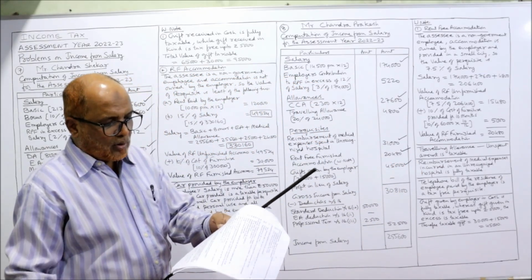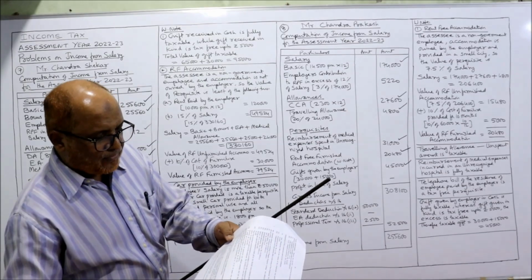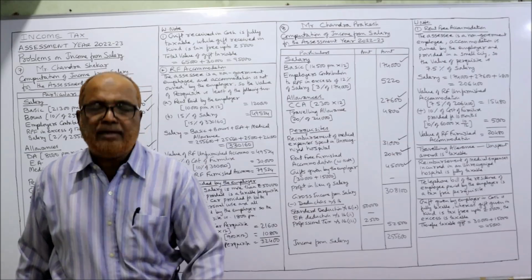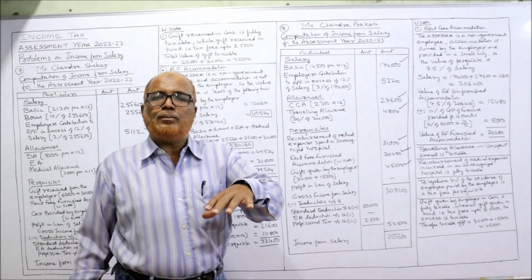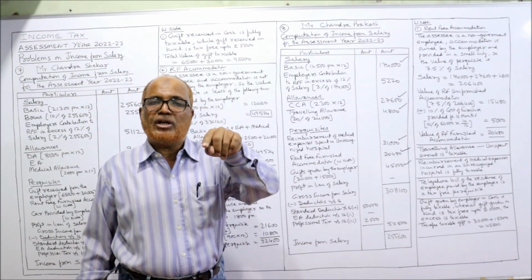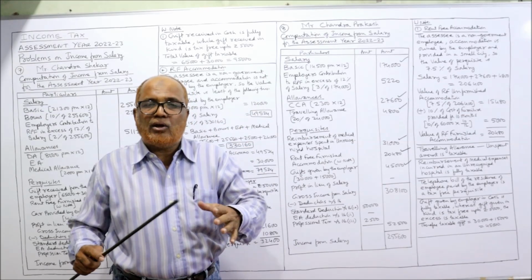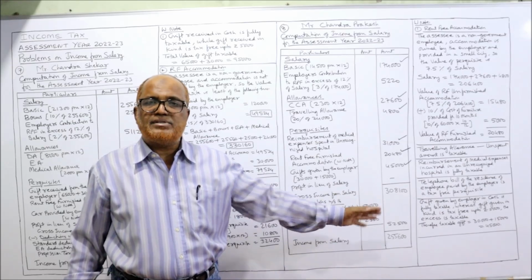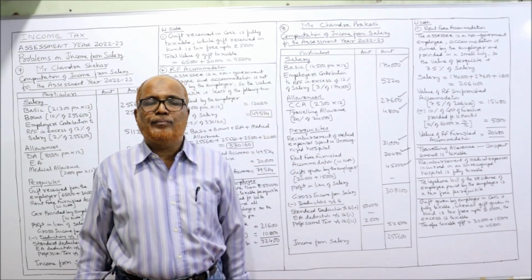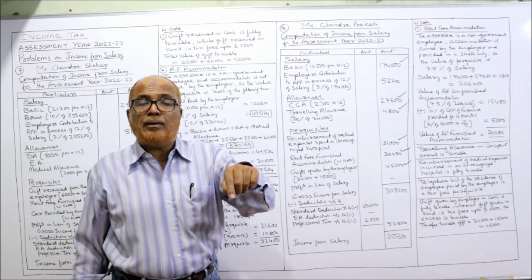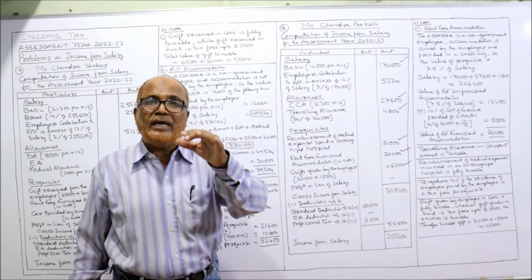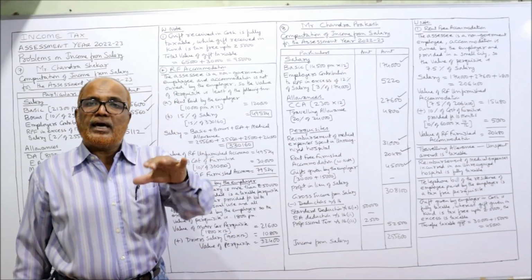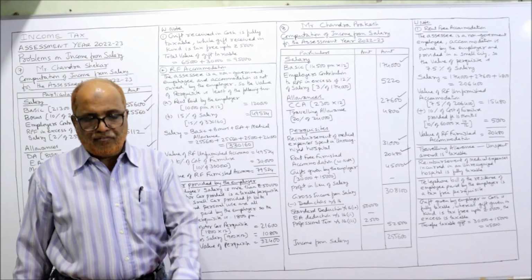Then comes his contribution to RPF, which is 15% of the salary, and employer also contributes equally. Employee's contribution will qualify for deduction under section 80C, but right now we are not concerned. We are concerned only with computing the income from salary. We are not finding total income. When we have to find out the total income, then we'll consider the employee's contribution to RPF. Right now, only employer's contribution to RPF.